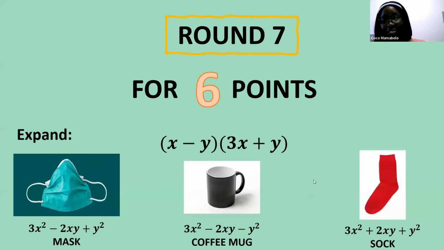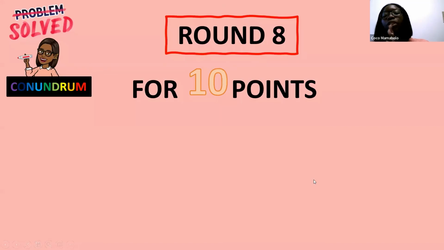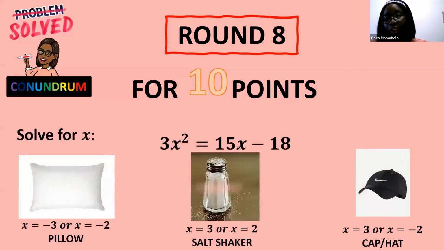All right. Let's look at the next one. Okay. This one is worth 10 points. So it might be a little bit more tricky. But if you're not feeling up to running, try the conundrum. All right, there we go. Solve for x.